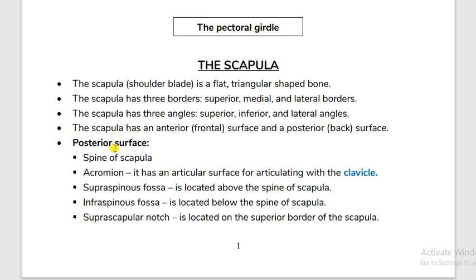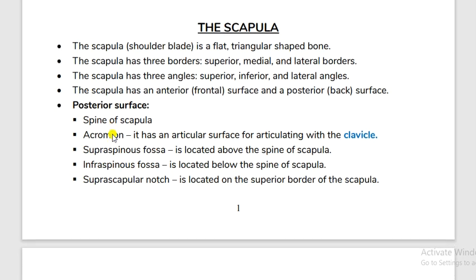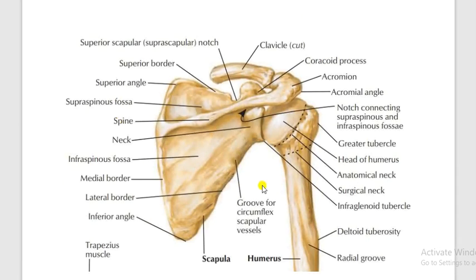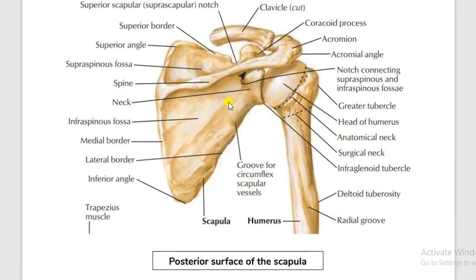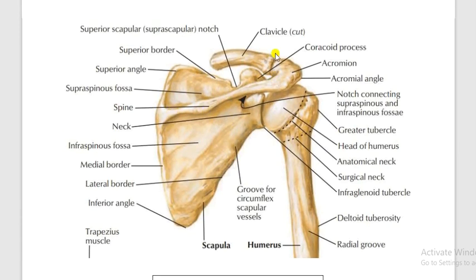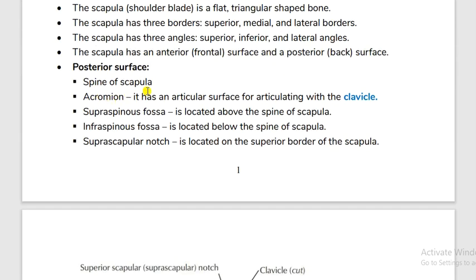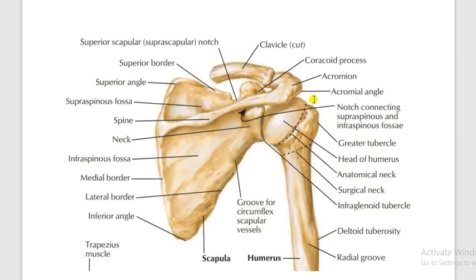So let's talk about what is present on the posterior surface of the scapula. We have the spine of the scapula. This is the posterior surface. This is the spine of the scapula. There is the acromion, which has an articular surface for articulating with the clavicle. This is the acromion here, and its articular surface is here, which articulates with the clavicle.